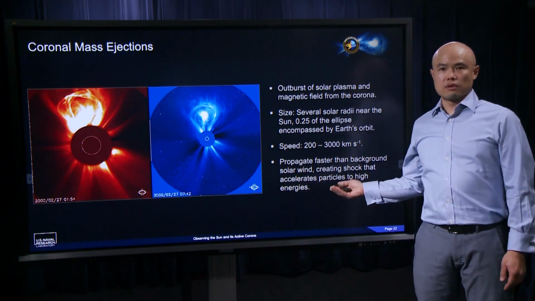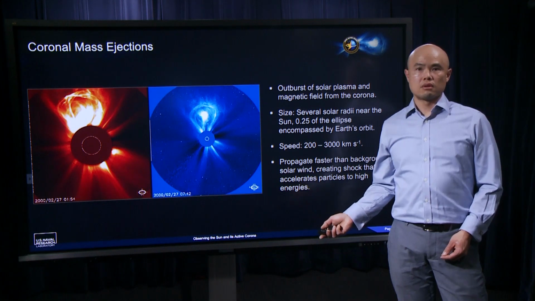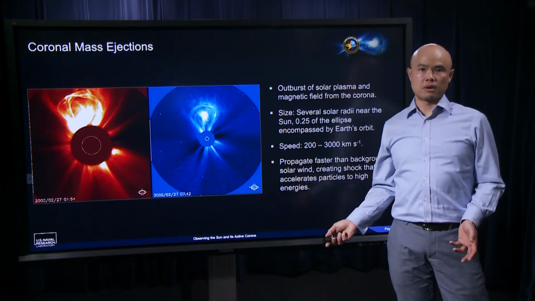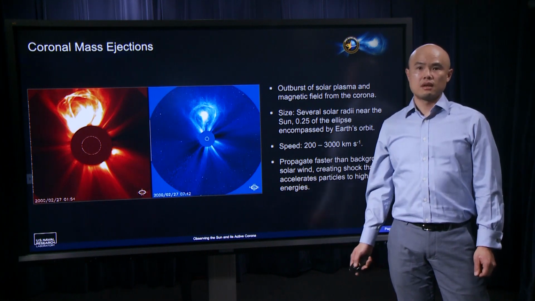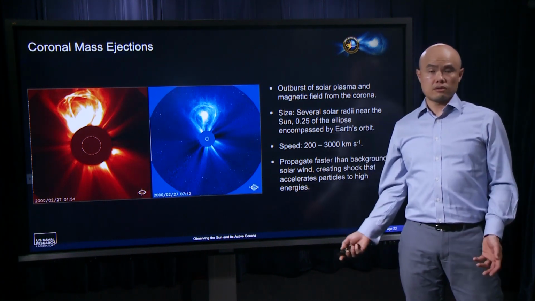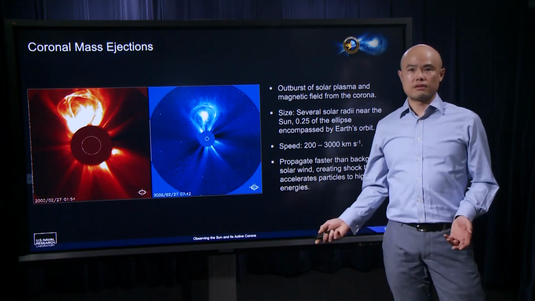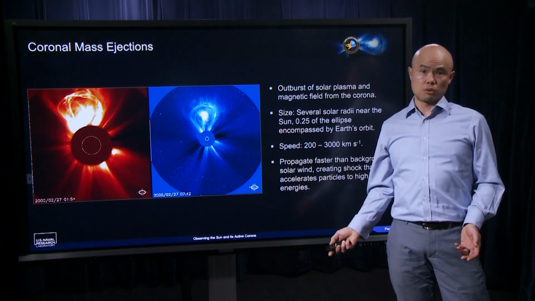Their speeds range from about 200 kilometers per hour on the low end to as high as 3,000 kilometers per hour for the fastest CMEs that we've observed to date. This means that it takes CMEs anywhere from a few days to about 15 to 18 hours to travel to the distance of Earth's orbit.